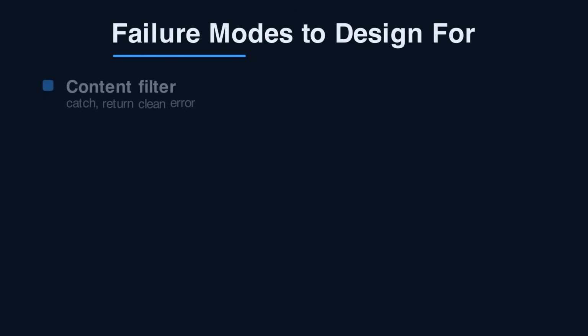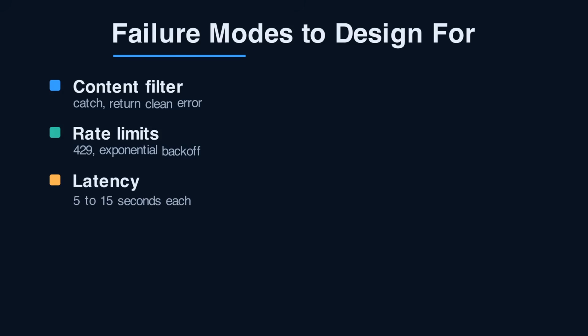Three failures will hit you in production. First, content filtering. DALL-E 3 rejects prompts that trip its safety system, returning an error, not an image. Your backend must catch that and surface a clean message, not a 500.